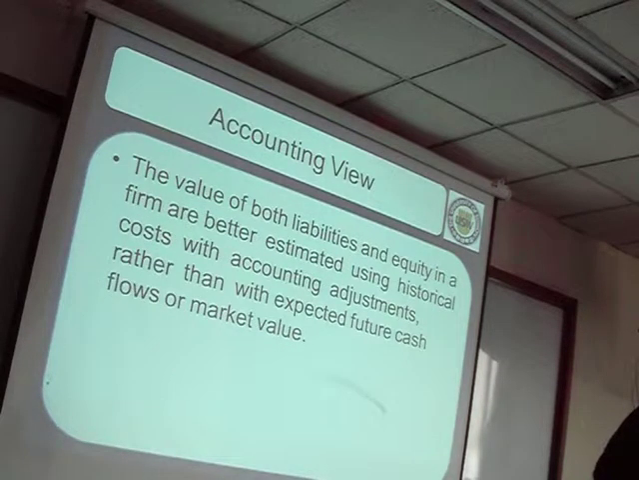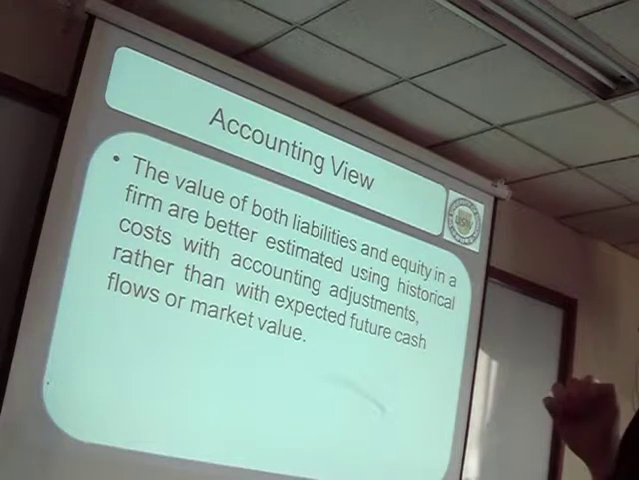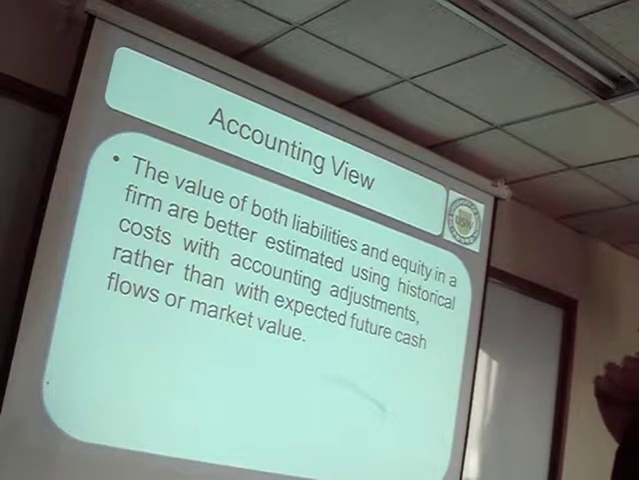So again, for liabilities and equity, the accountant wants to use historical costs rather than the market cost. So this is important for equity. The value of equity is always changing every day. Okay, but the accountant looks at what was the historical price of the equity for the book value.